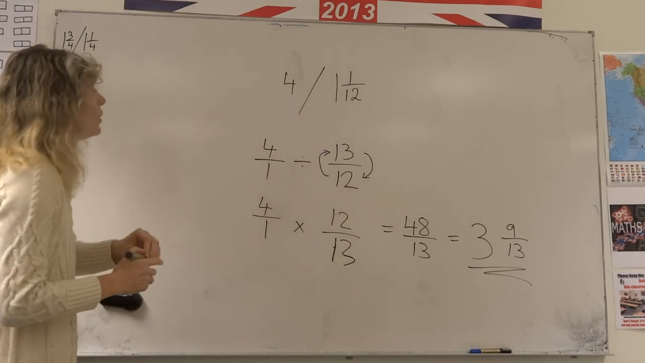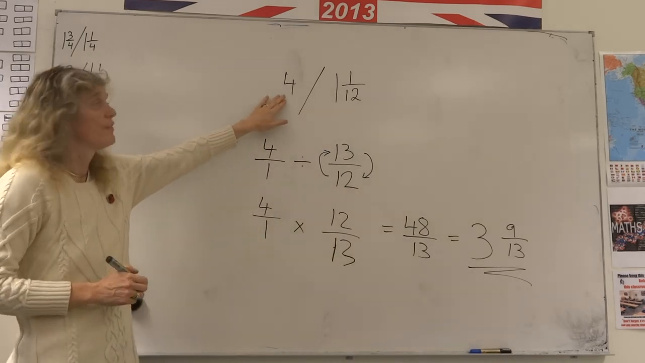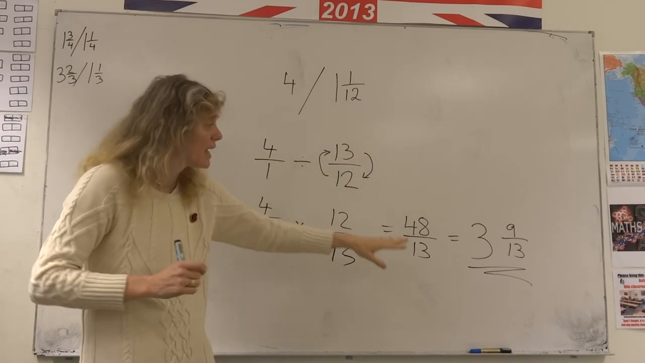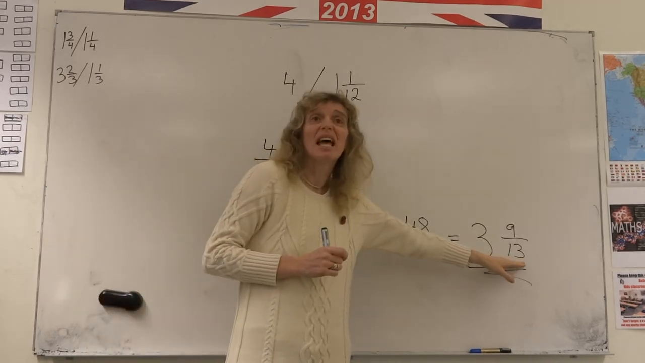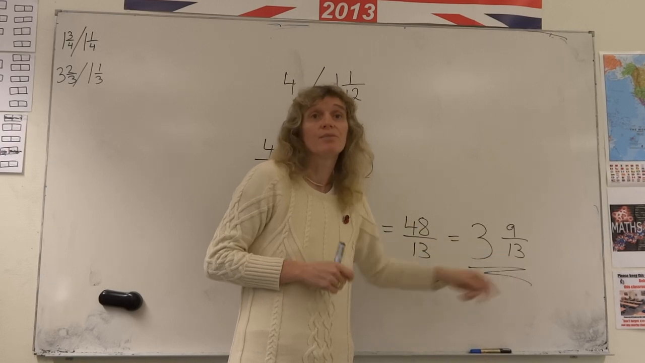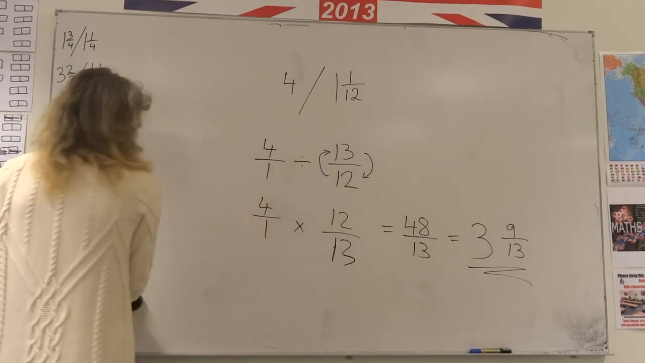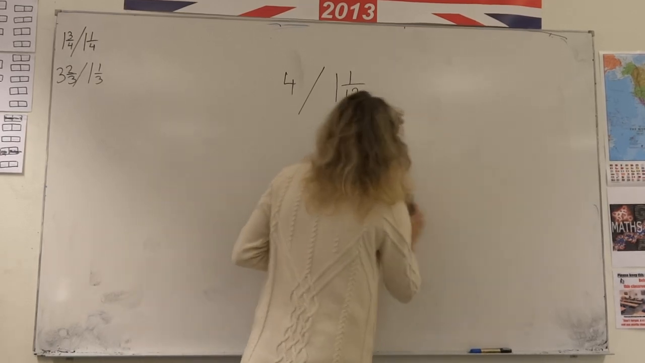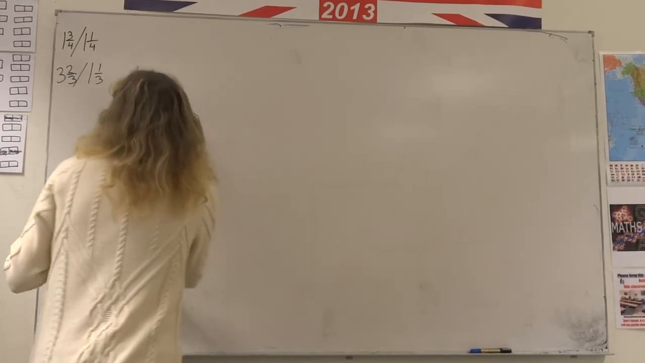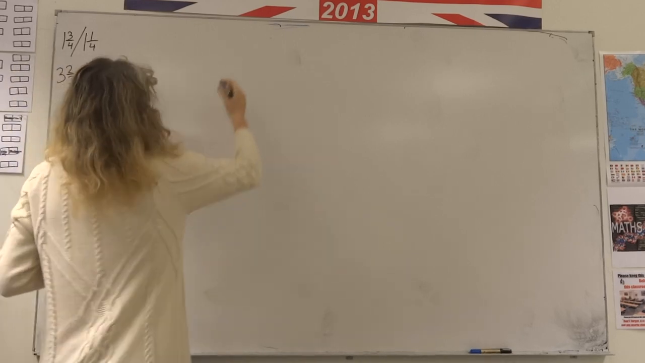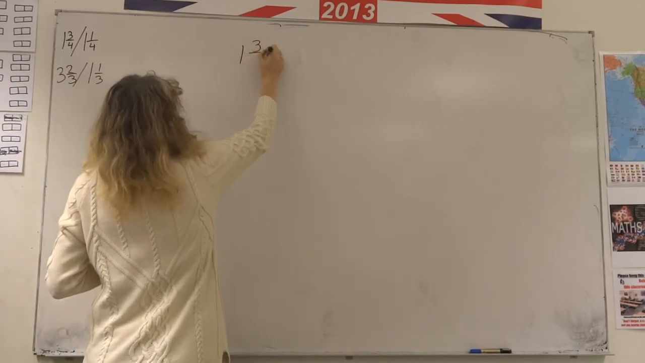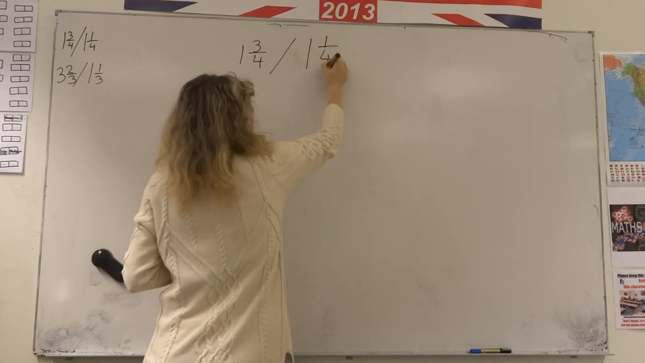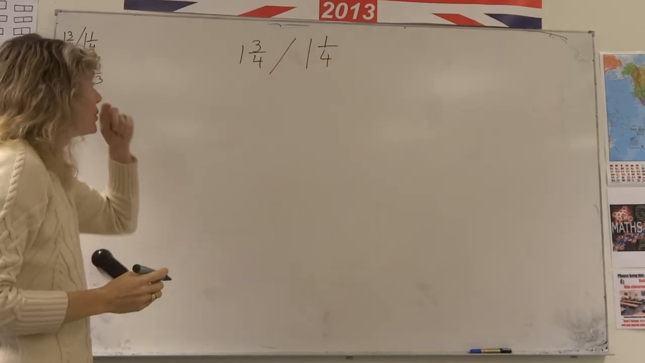Is it reasonable? Would we expect 4, if divided by 1 and a 12th, it's a very small number, to end up being a number slightly less than 3? Yes, it is reasonable. Okay, let's take a few more then, just to get a hang of how we do them. We have 1 3/4 divided by 1 1/4.